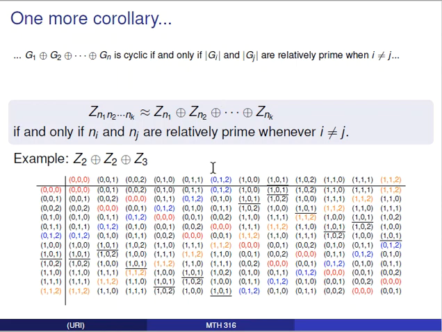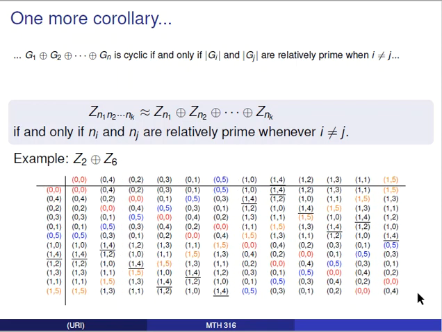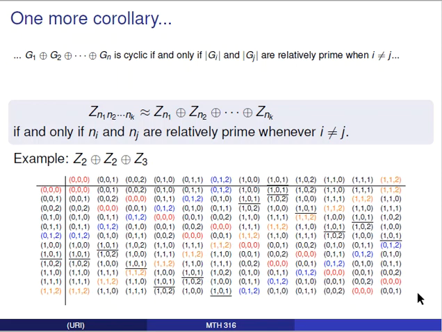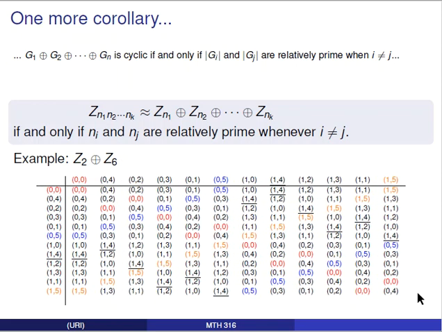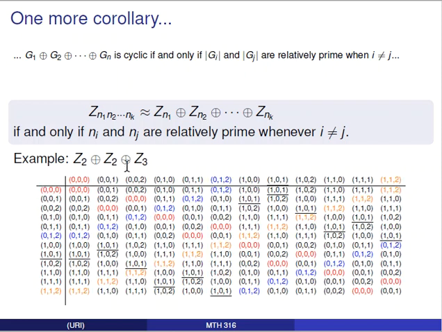Now, on the other hand, take a good look here, and maybe the color coding will help a little bit. If we were to take Z2 direct product Z2 direct product Z3, and compare its Cayley table with Z2 direct product Z6, you'll see that there are some definite correspondences. The patterns between the two tables are very apparent, and so it looks like Z2 direct product Z6 should be isomorphic to Z2 direct product Z2 direct product Z3.